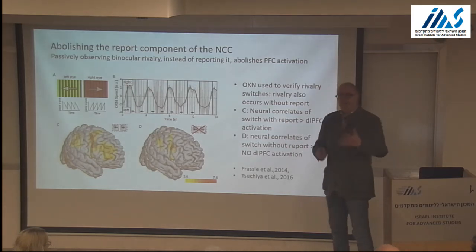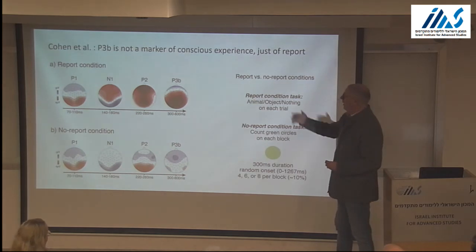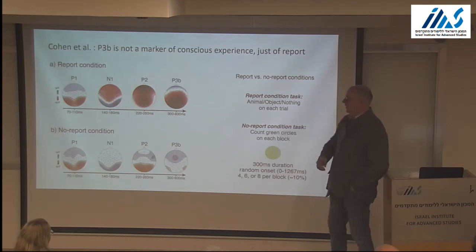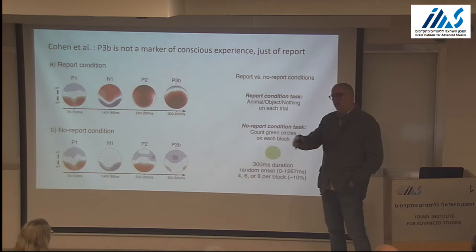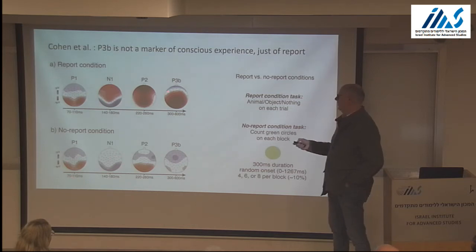So people have these perceptual switches, they just don't have to report them, and then you get rid of the frontal activation. Other examples: just recently Cohen reported that P3b is not a marker of conscious experience, just of report. This is a very simple experiment, actually. People just had to report a masked stimulus or not. They did two versions. And the simple thing is that in the no-report condition, you primarily get this occipital activation, whereas in the report condition, you get all this frontal stuff, P3b and what have you.